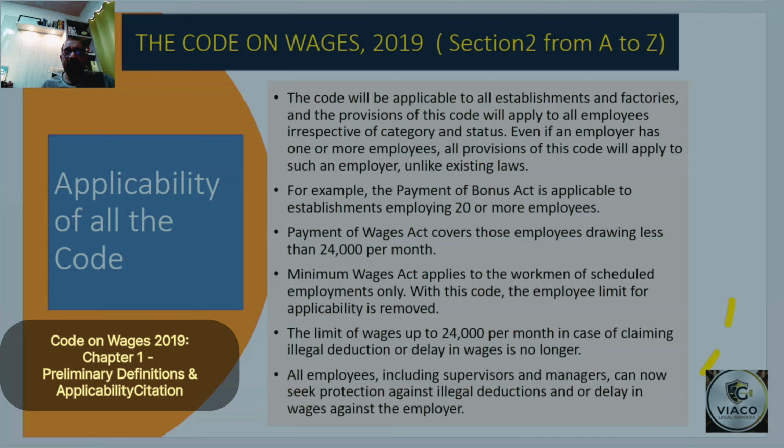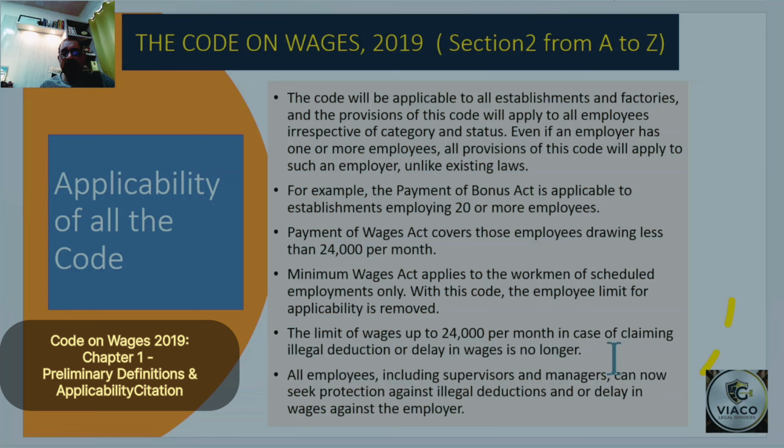unlike existing law. Earlier, these laws were applicable on different footings. For example, the Payment of Bonus Act is applicable to establishments employing 20 or more employees, and the Payment of Wages Act covers those employees drawing less than 24,000 per month. The Minimum Wages Act applied to the workmen of scheduled employment only. This was the scenario in the existing law, but with the new wage codes, which are already implemented in the industry, the employee limit of applicability is removed. Henceforth, minimum wages are applicable to everybody, every class, section, and category of employee, including their status.